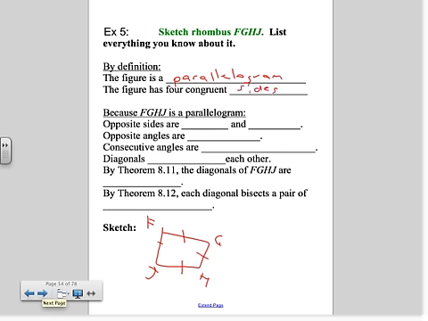Since the figure is a parallelogram, what does that mean? That means opposite sides are parallel and congruent. It means opposite angles are congruent. It means consecutive angles are supplementary. Diagonals bisect each other. And then we can go a couple steps further now. We know that the diagonals are perpendicular since it's a rhombus. And furthermore, we know that each diagonal bisects opposite angles. These last two are really the two that are new today, from a rhombus. So again, that's just the basic idea of being able to sketch a figure and knowing what makes it a rhombus.